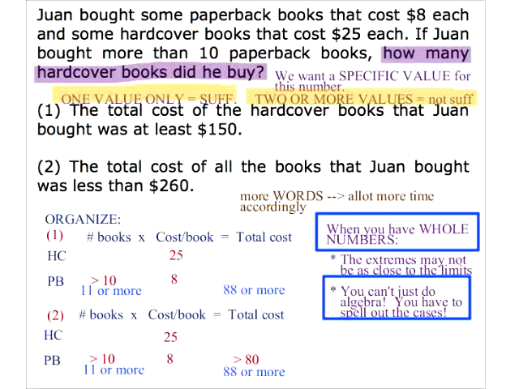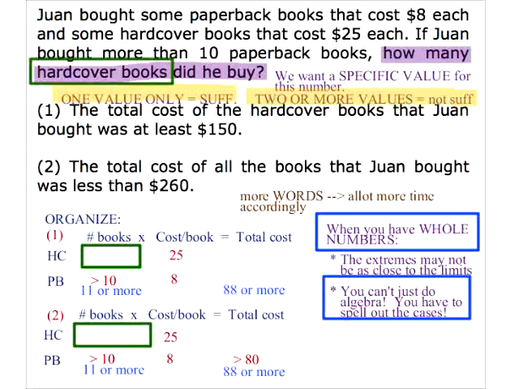So number one, how many hardcover books did he buy? That's the thing we're trying to find, and we don't care about anything else in the chart. Statement one, we just know that this was more than 150. If you divide that by 25, you get more than 6. For the same reason as before, more than 6 actually means 7 or more. And so this actually means 175 or more, because you can't have a decimal number of books.